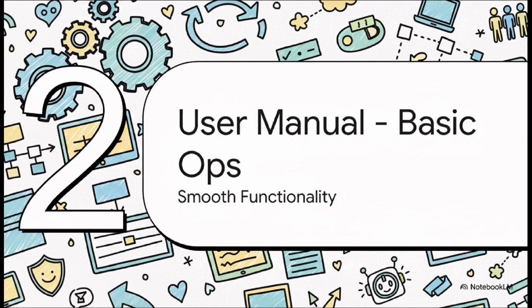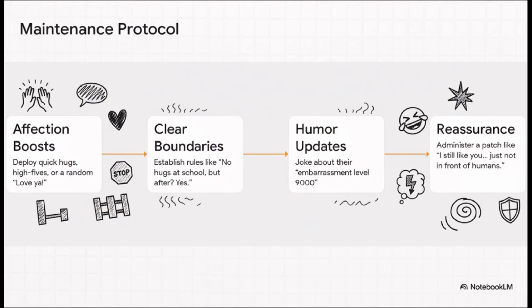And that brings us right to Section 2, Basic Operations. Think of these as the actionable protocols you can use for smooth functionality and to prevent any major system crashes. So here's your basic maintenance plan, just 4 simple steps. First, you've got to deploy tiny affection boosts. We're talking quick high fives, a random love ya, super low effort. Second, establish clear boundaries so they know the rules of engagement. Third, apply regular humor updates. And finally, administer a reassurance patch. This one is key for soothing their core programming.